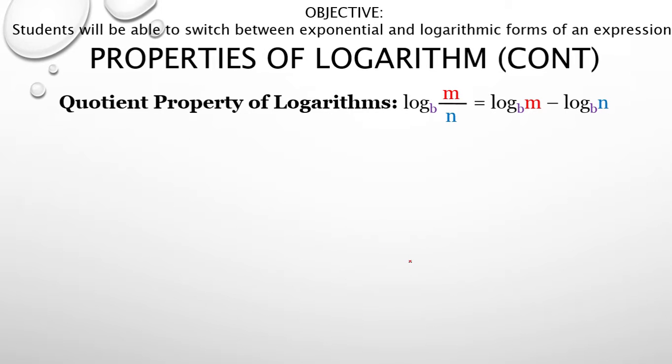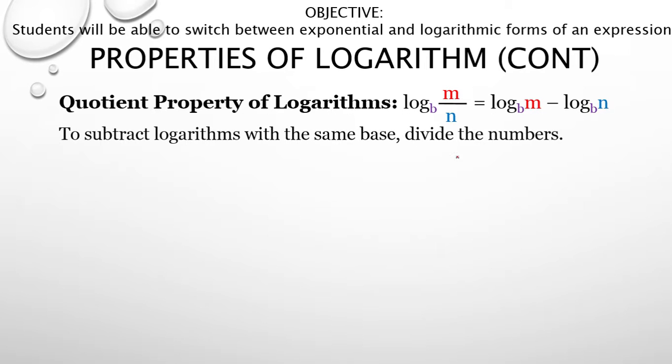Alright, second property is the quotient property of logarithm. It basically just means when you're dividing, you're really subtracting the logarithms. Or if you're subtracting the logarithms, you're really dividing the numbers. So same base, again, b. Here's log base b of m minus log base b of n. So it's really log base b of m divided by n. So notice it is the first number as the numerator, and then the second number as the denominator.